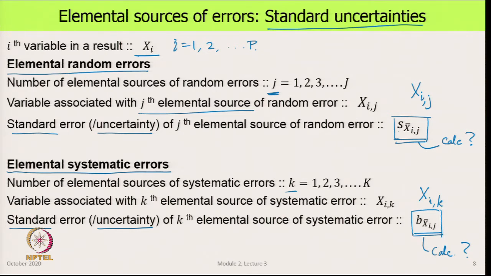So, we calculate all the Sxij's, all the Bxik's, and then we club all of them together and get the standard error, the standard uncertainty in the measurement. So, that is what all of this effort is for.